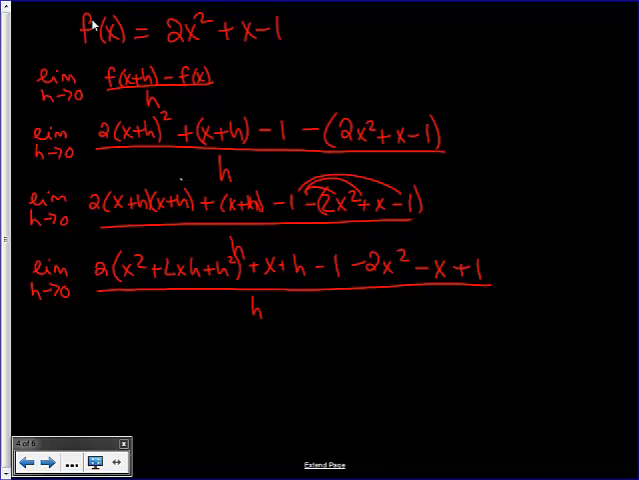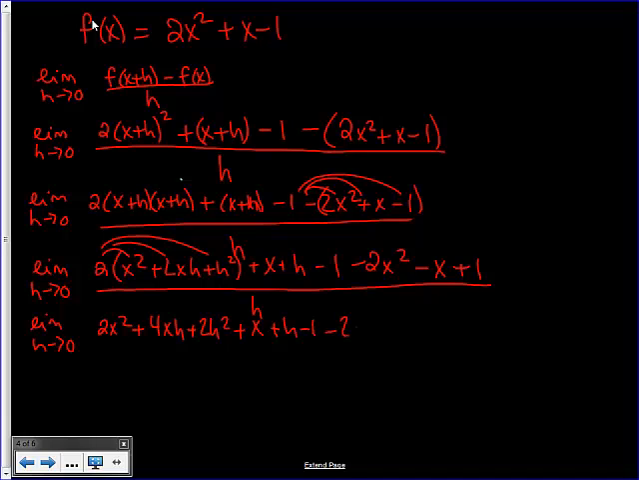Now in this case, the last step, I have to distribute my 2 through. So the limit as h goes to 0 of 2x squared plus 4xh plus 2h squared plus x plus h minus 1 minus 2x squared minus x plus 1.